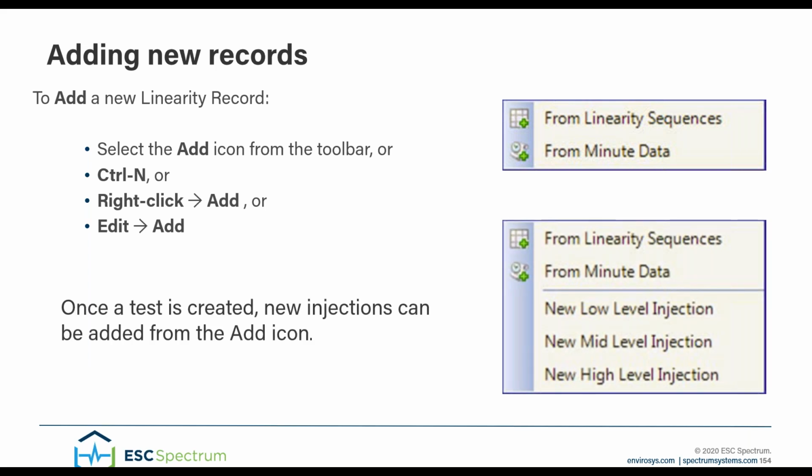Once the test is created, new injections can be added from the add icon. What that means is that I might be doing a test and I'm going to put the information in as it occurs. So I start by adding a test, and that will set the stage for me, if you will. And then I can go in and add the additional levels as I need to.